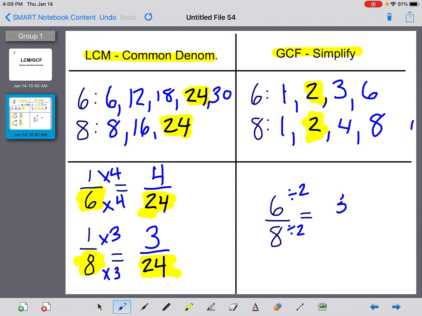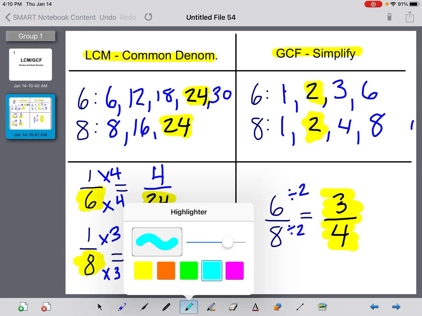Then you take that greatest common factor and you divide your numerator and your denominator by it until you get to 3/4, and that fraction is simplified. We have divided it as far as it can go.